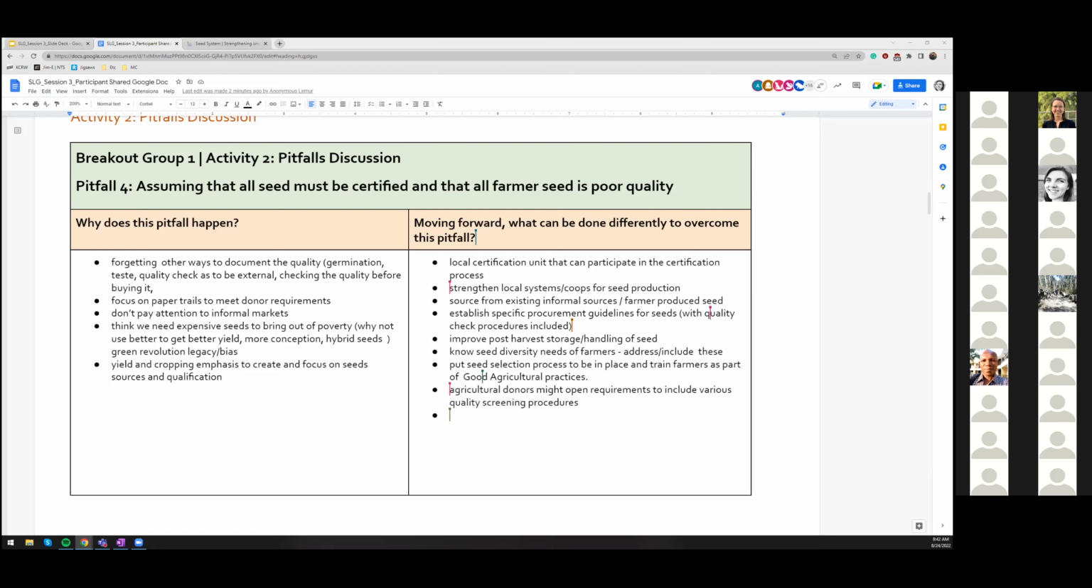Agricultural donors might also be open to requirements to include various quality screening procedures and so on and so forth. Sorry for the speed. This is the summary of the group 1 work. Over to you. Yeah, thanks a lot.